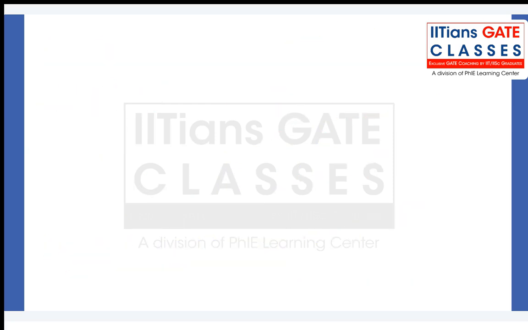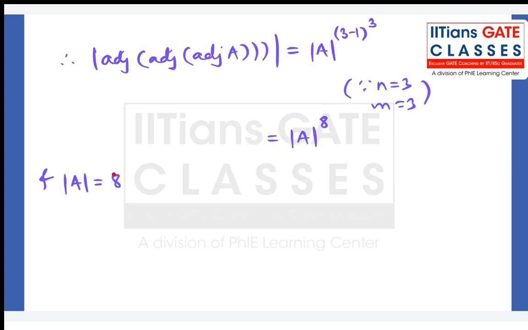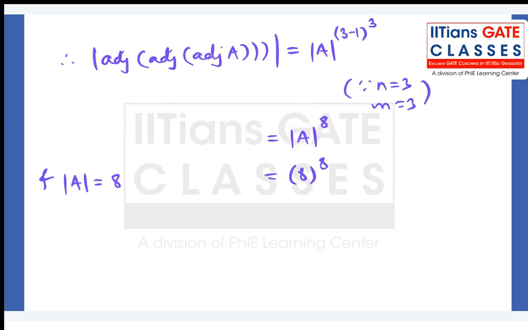So therefore the determinant of adjoint of adjoint of adjoint of A, which is nothing but, see, A is a 3 by 3 matrix, so n minus 1 is 3 minus 1 and whole raised to 3. Okay, since n is also 3 and m is also 3 in this question. And that comes out to be determinant of A raised to 2 cube, so that is 8. And determinant of A we just calculated, it is 8. So therefore this is just 8 power 8. Okay, but they are not asking you to find this quantity. What they are asking you to find in this question is that this is equal to 16 power n, so you are supposed to find that n. So this is supposed to be 16 power n.